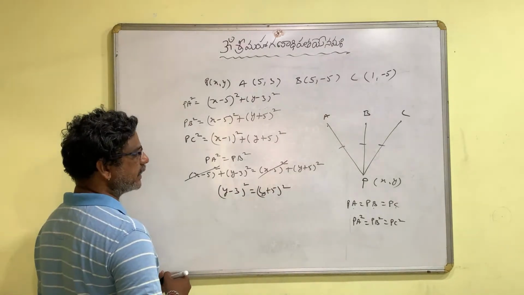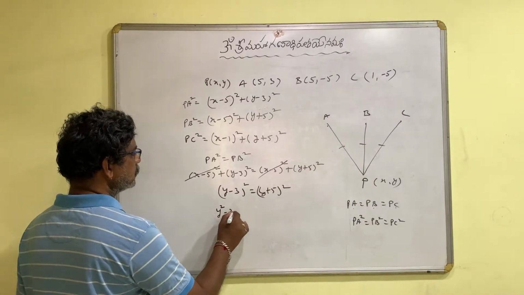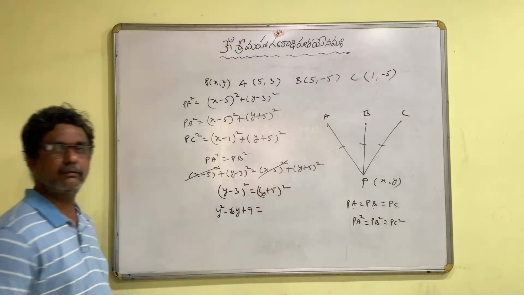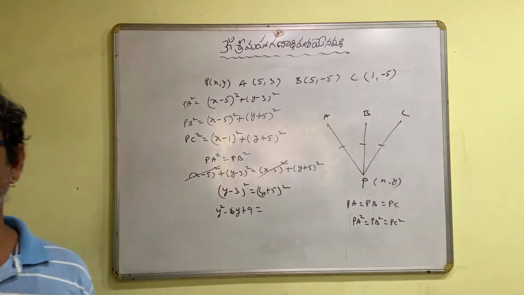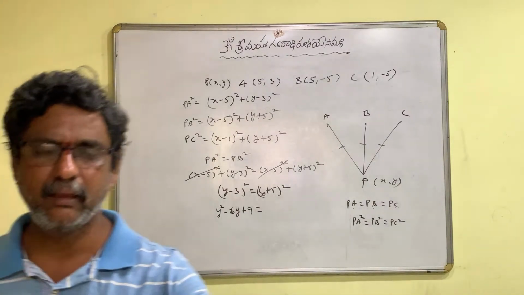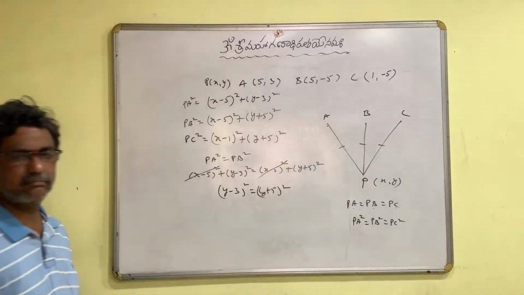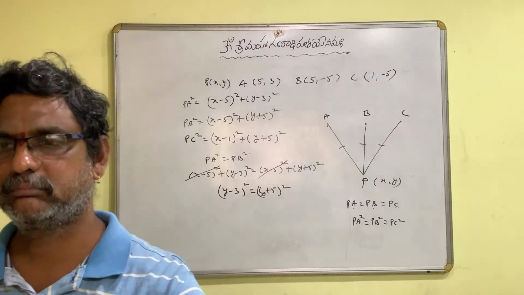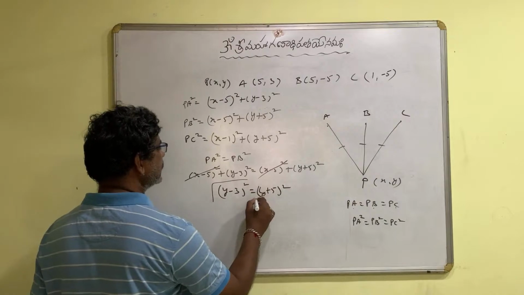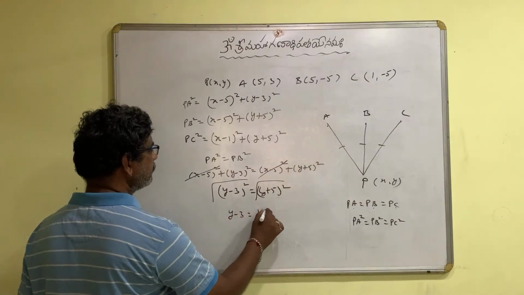A minus b whole square expansion: a square minus 2ab plus b square. Now square root on both sides. Okay, I will accept that. Now put square root on both sides. Y minus 3 is equal to y plus 5.